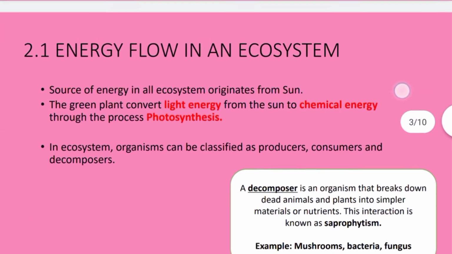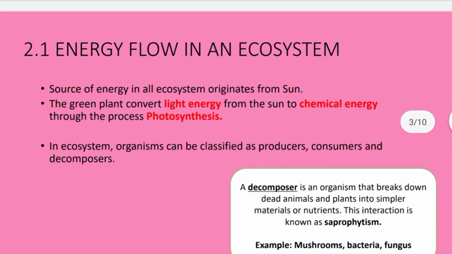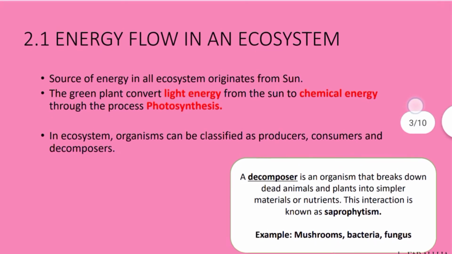So for subtopic 2.1, energy flow in an ecosystem. Okay, the source of energy in all ecosystems originates from the sun. The green plant converts light energy from the sun to chemical energy through the process of photosynthesis. Green plants undergo photosynthesis and convert the light energy from the sun to chemical energy.